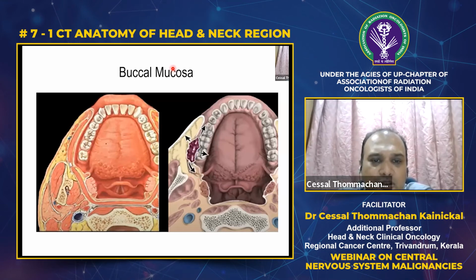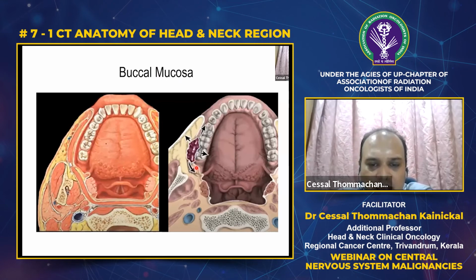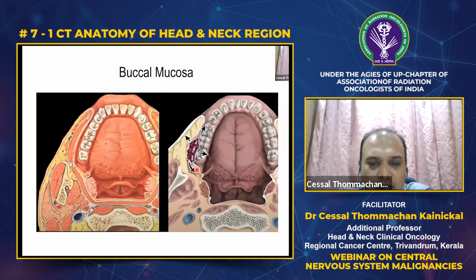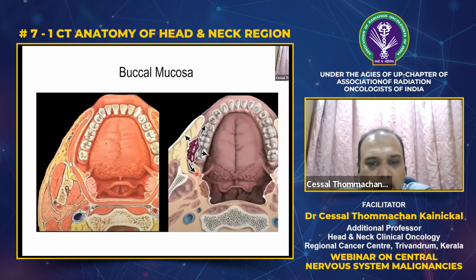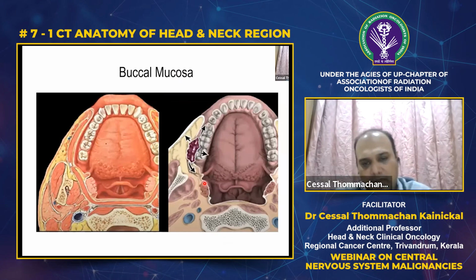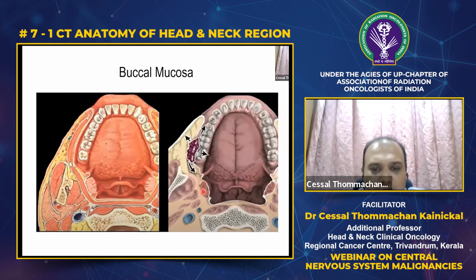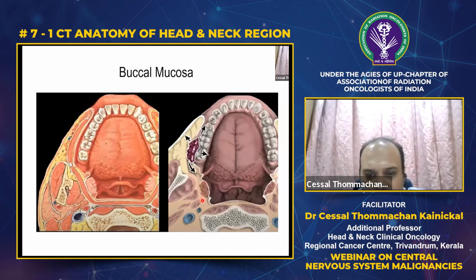There is a comment that retromolar trigone is also part of the oral cavity. I agree that this is part of the oral cavity. So this is the retromolar trigone, an area where you can come. Then once the retromolar trigone is involved, you can go into the superior constrictor through the pterygomandibular.